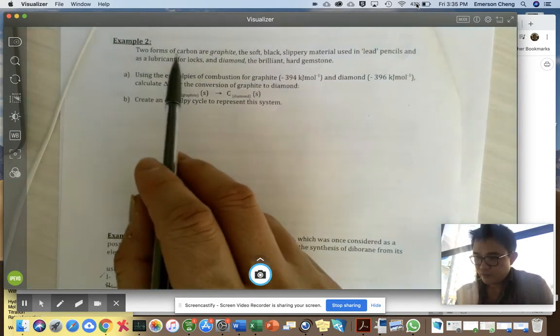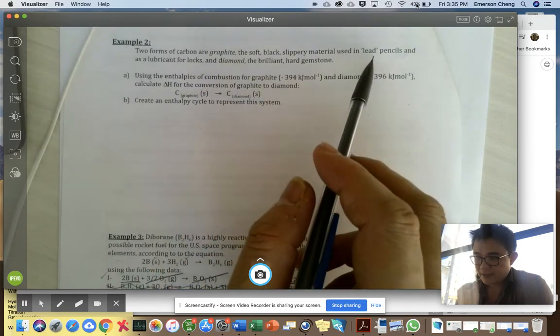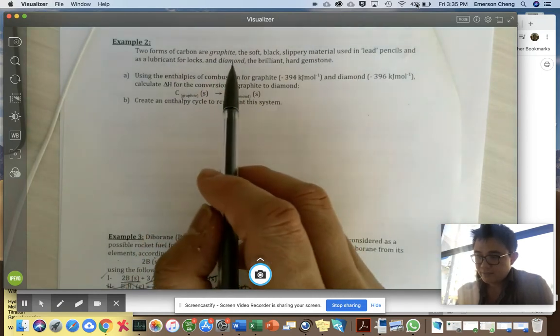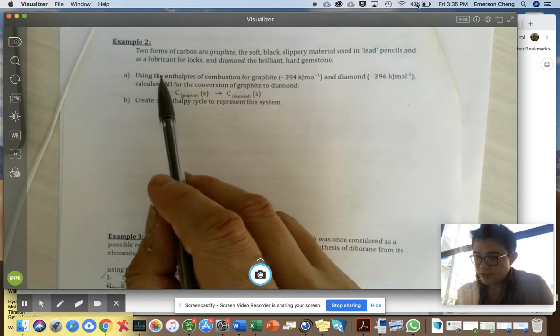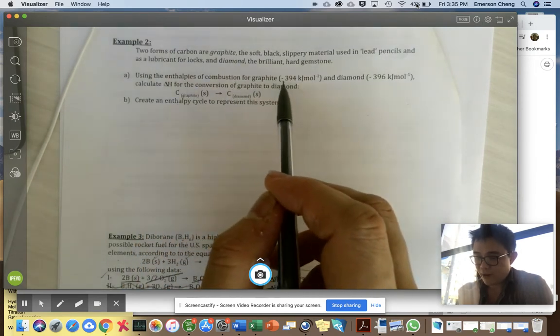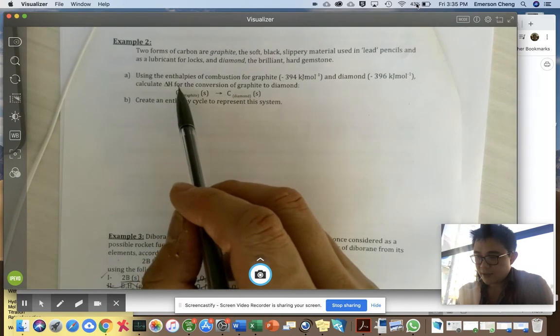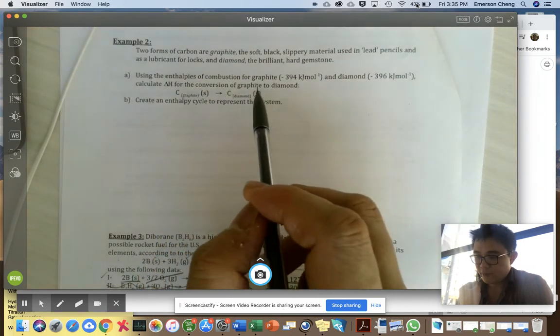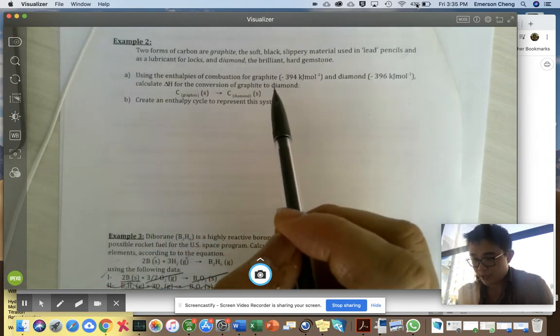So, two forms of carbon: graphite, the form that is the lead we use in a lead pencil, and diamond. Using the enthalpy of combustion of graphite and combustion of diamond, calculate the delta H of the conversion from graphite to diamond. That's the equation that you want to get to.